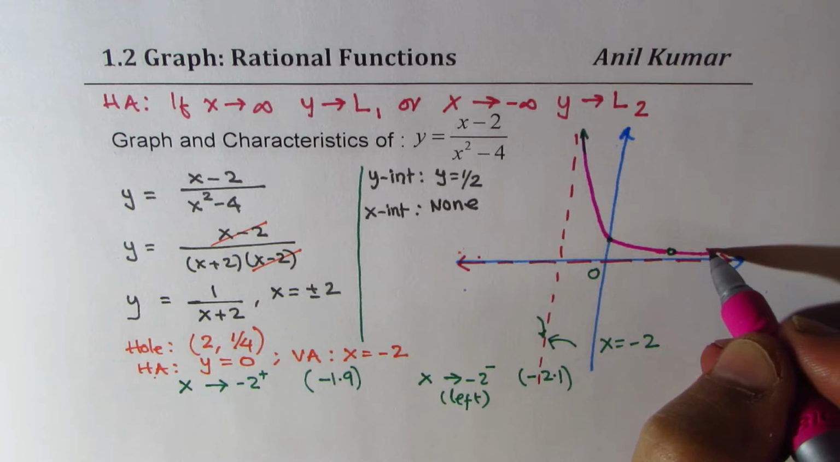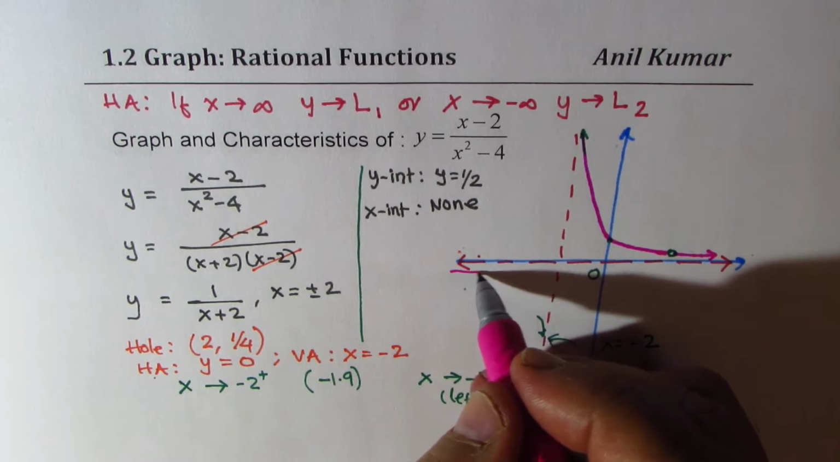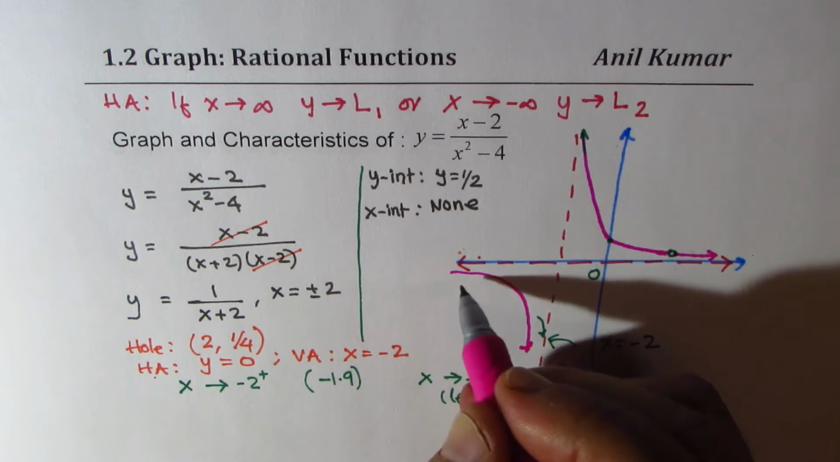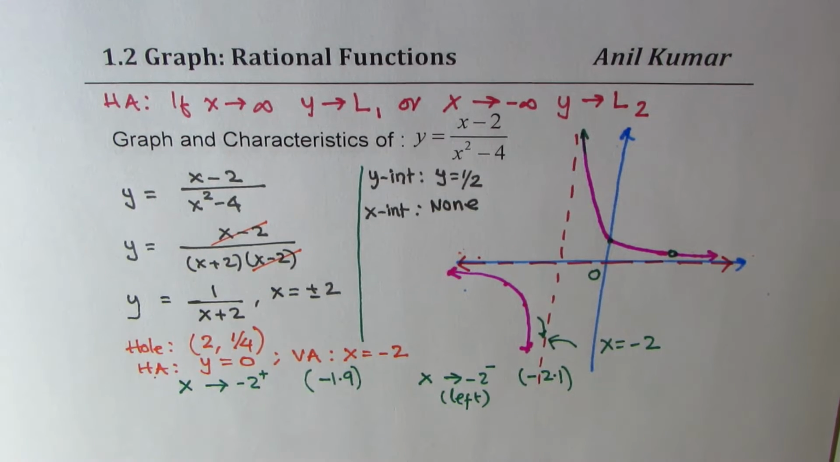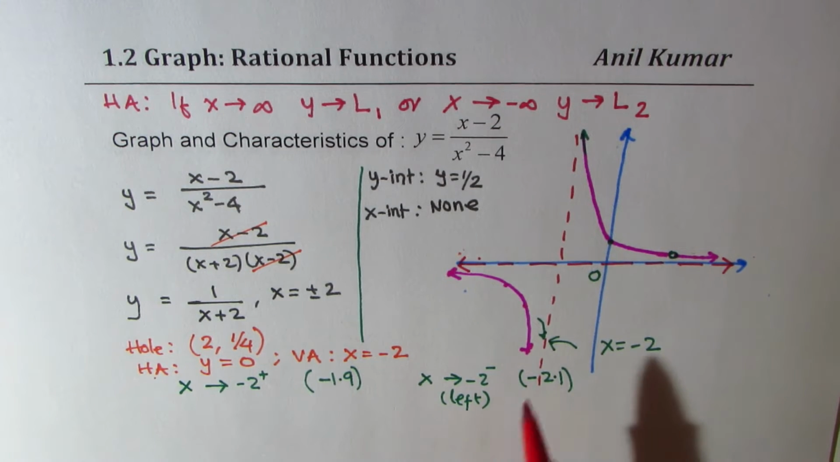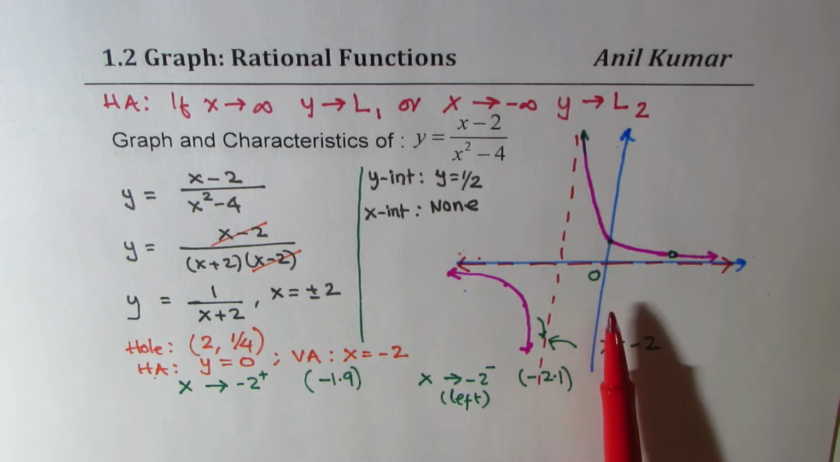Approaching 0. Perfect. Here again approaching 0. You could take a few points to get accuracy in your curve. Perfect. However, I hope that makes sense. Now I'll leave the part of writing domain, range and all other things for you.